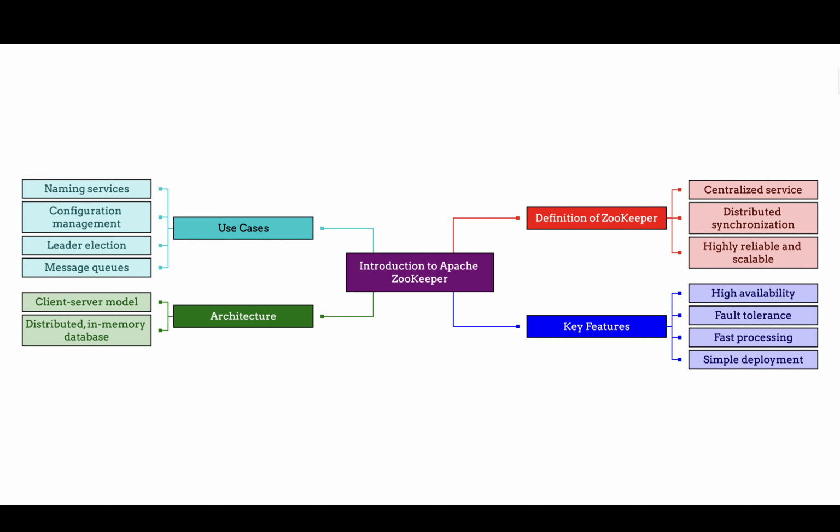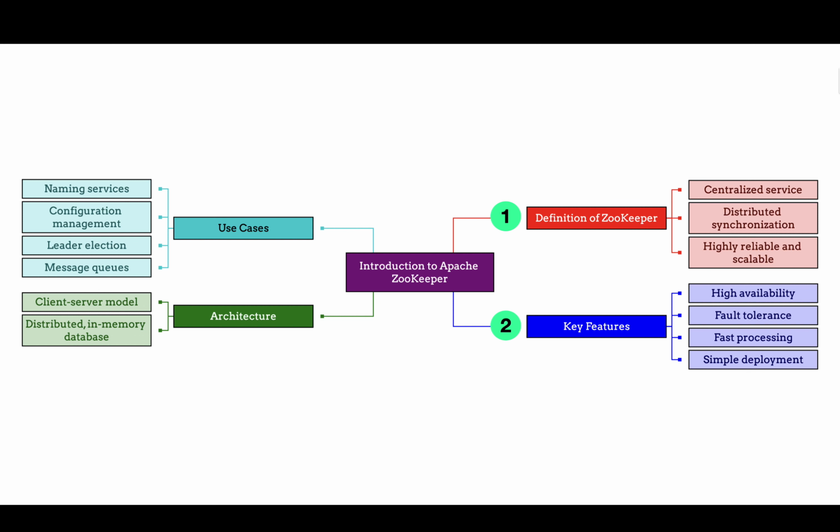Introduction to Apache Zookeeper. 1. Definition of Zookeeper. Apache Zookeeper is a centralized service for maintaining configuration information, naming, providing distributed synchronization, and providing group services. It's designed to be highly reliable and scalable.